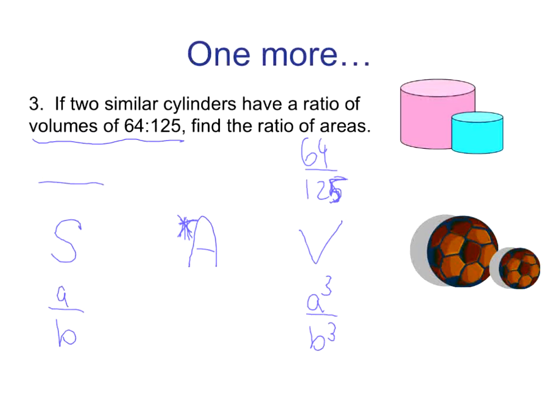And if you don't know, you could try it. 2 times 2 times 2, that's 8. 3 times 3 times 3, 27. So it's actually 4.